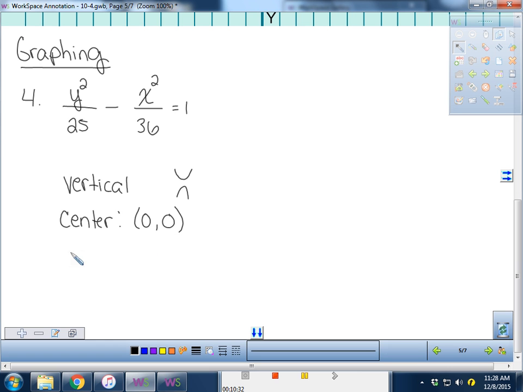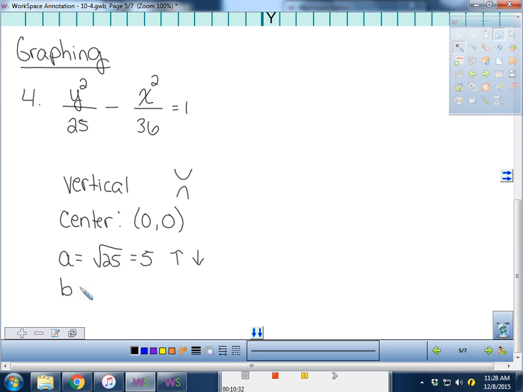Next, I need to identify a and b. Well, a is the square root of whatever number is in front. Remember, with an ellipse, it's the bigger number. With a hyperbola, it's whatever's in front. So I'll take the square root of 25. That gives me 5. And it's underneath the y, so that means I'll go up 5 and down 5.